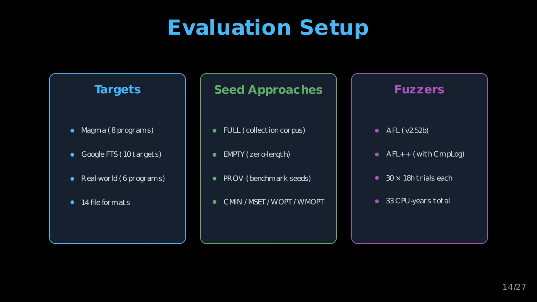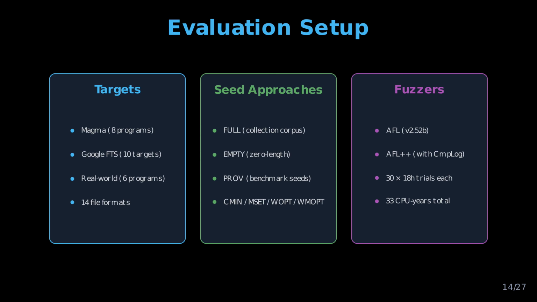They use two fuzzers, AFL version 2.52b and AFL++ with compare log instrumentation. Each configuration runs 30 independent 18-hour trials. They emphasize that 30 trials is needed because individual fuzzing runs vary widely and you need that many to draw statistically meaningful conclusions. So all in all, this amounts to around 33 years of fuzzing.